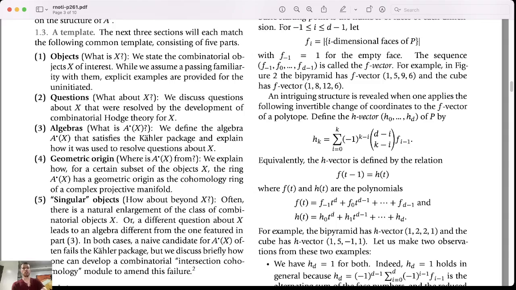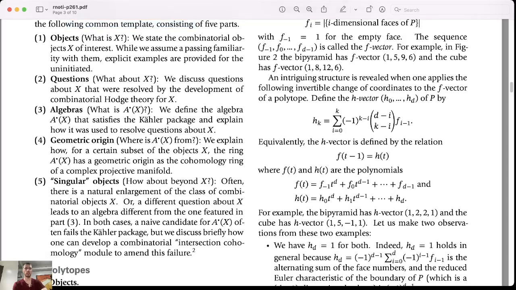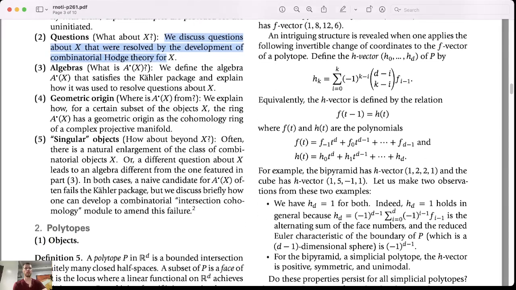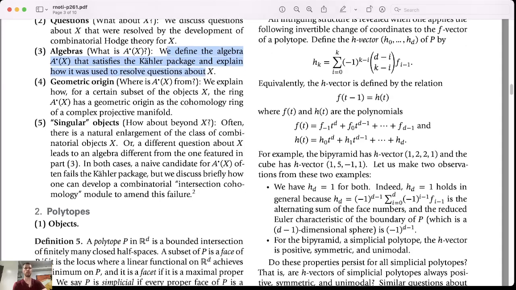A template. The next three sections will each match the following common template consisting of 5 parts. Objects. What is X? We state the combinatorial objects X of interest. While we are assuming a passing familiarity with them, explicit examples are provided for the uninitiated. Questions. What about X? We discuss questions about X that were resolved by the development of combinatorial Hodge theory for X. Algebras. What is A^• of X? We define the algebra A^• of X that satisfies the Kähler package and explain how it was used to resolve questions about X.